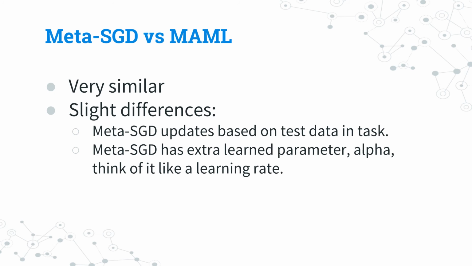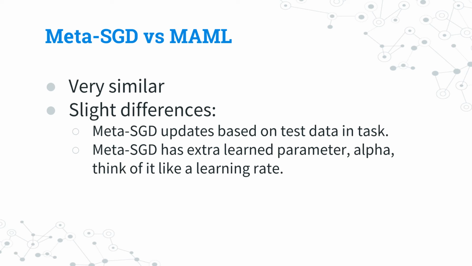Okay, just briefly, Meta-SGD and MAML are very similar. The slight differences I mentioned are how they do these updates on test data in Meta-SGD, as well as this extra parameter in Meta-SGD that we just talked about, this alpha sort of vector learning rate idea.